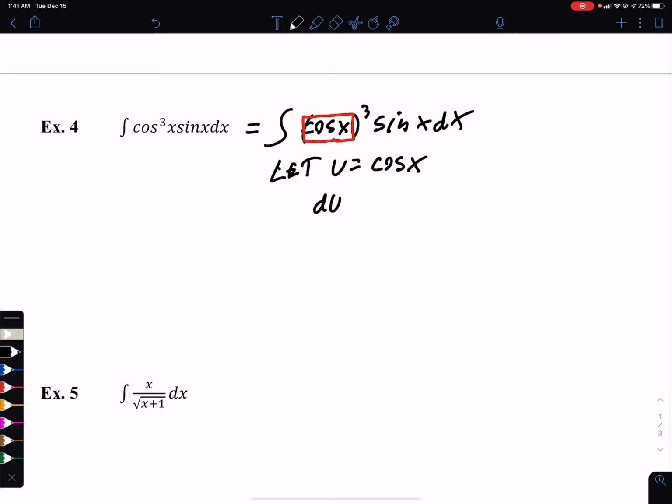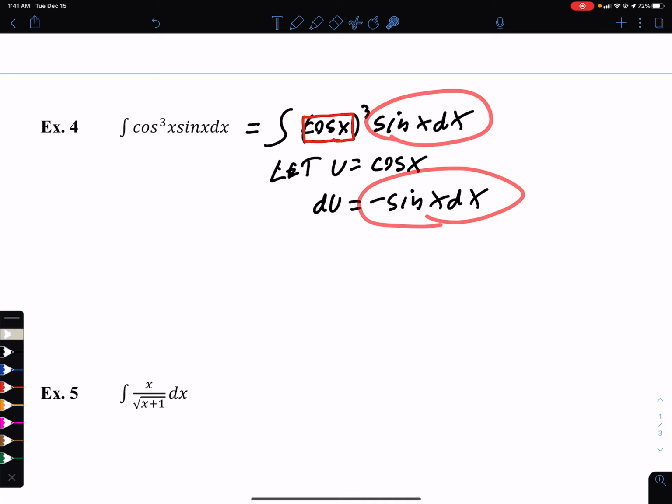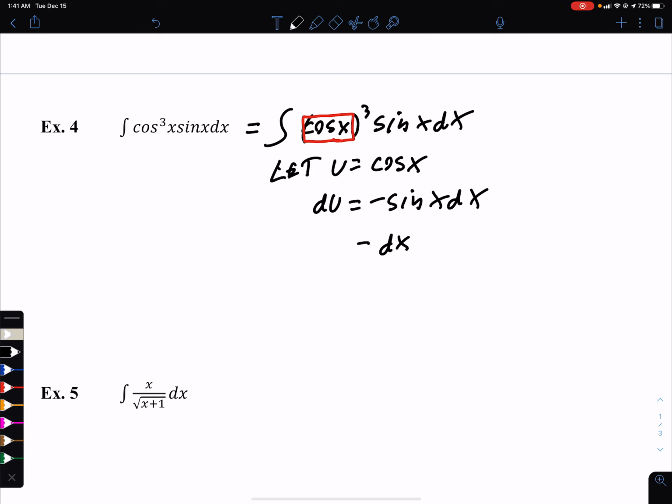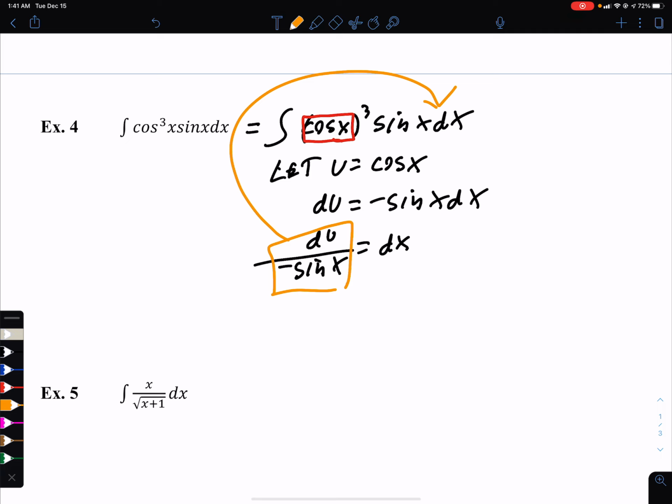That's going to make du minus sine x dx. Do I have that? I don't quite. So I'm going to use the other technique where I solve for dx. dx, divide both sides by minus sine x. And here's what I'm going to do. I'm going to take this and put it in for dx. So I still have, back up a little bit. And I'm going to replace cos x with u. So I'm going to do that both at once.